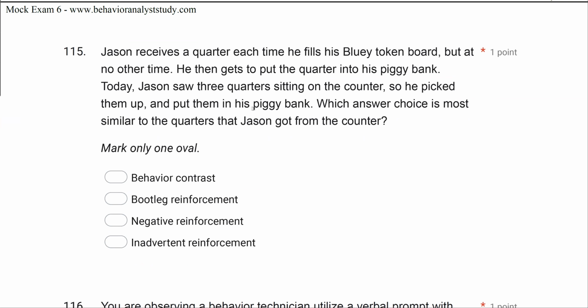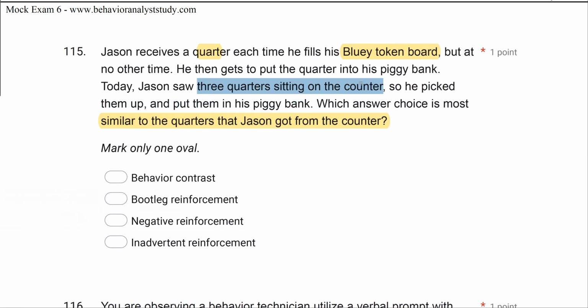115, Jason receives a quarter each time he fills his Bluey token board, but at no other time. He then gets to put the quarter into his piggy bank. Today, Jason saw 3 quarters sitting on the counter, so he picked them up and put them in his piggy bank. Which answer choice is most similar to the quarters that Jason got from the counter? So let's think about this. We are worried about the quarters that Jason got from the counter. So in what context is Jason getting these quarters? Well, we know he gets a quarter whenever he fills his Bluey token board, but at no other time. So he's getting these quarters as reinforcement for the token board completion, but at no other time. So in order to get the quarters, he has to fill that token board.